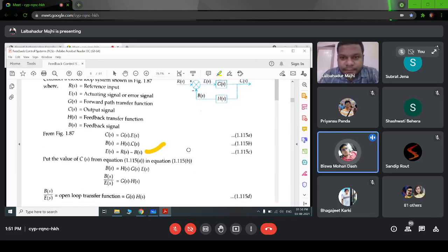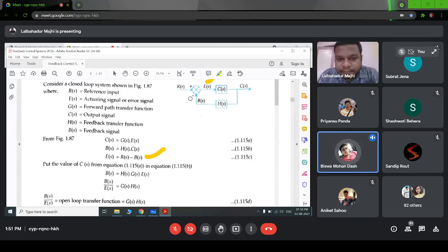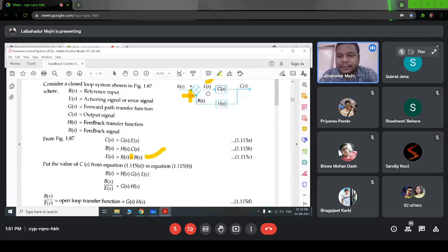Sir, if the feedback is positive, then E of S will be equal to R of S plus B of S. Yes, see, there is positive feedback and negative feedback. These basics are clear. C of S is equal to G of S into E of S, and B of S is equal to H of S into C of S. Is it clear?